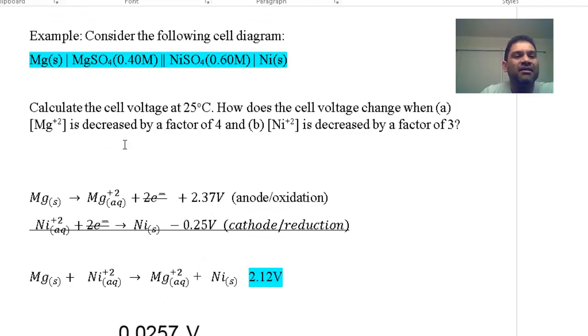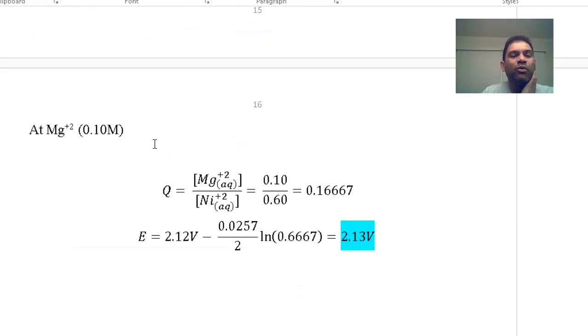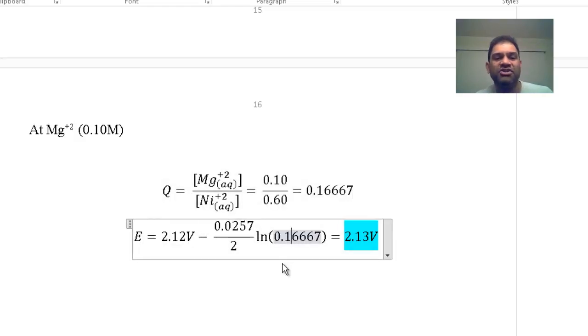So part A is decreasing magnesium by a factor of 4. So decreasing magnesium by a factor of 4 will make this not 0.40 molar, but 0.10 molar. So let's plug in 0.10 molar here and see what we get. So Mg plus 2 at 0.10 molar, 4 times less, gives us a Q of 0.1 over 0.6, which is 0.1667. And let's plug that in here into our new Q equation and see what we'll get.